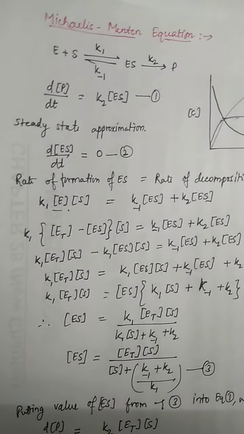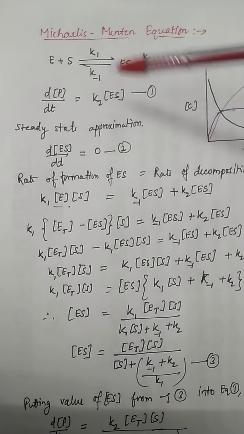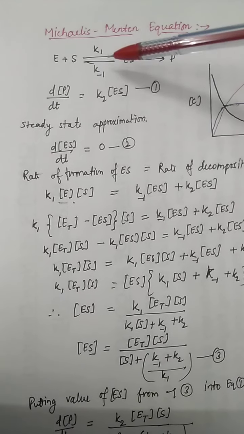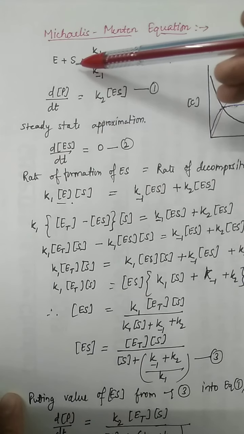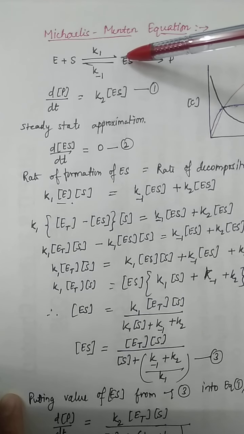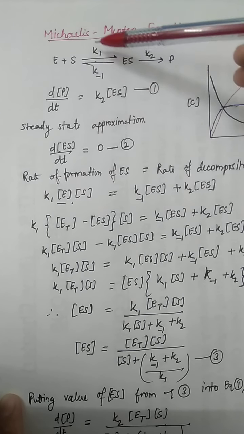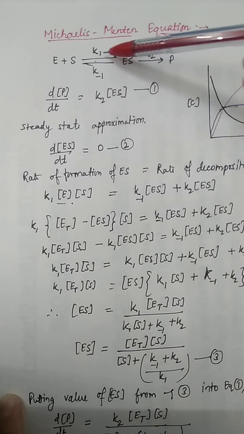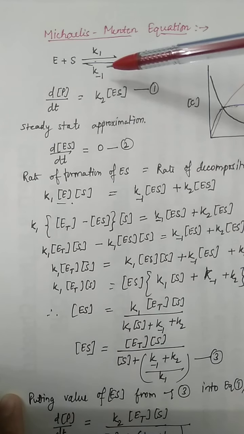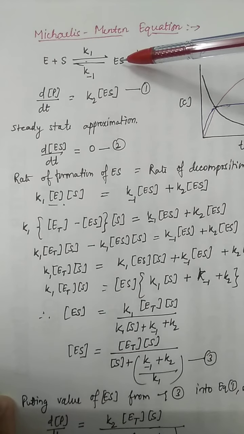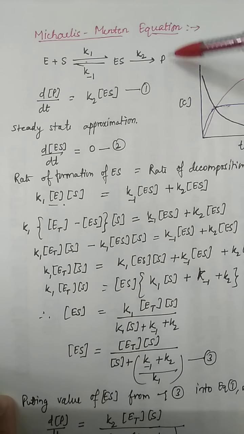So here is the quick revision of our Michaelis Menten equation. Our enzyme substrate reaction is a two-step reaction in which enzyme and substrate will combine to form an enzyme substrate complex, and it's a reversible reaction. So we have taken two rate constants. For the forward reaction, the rate constant is K1. For the backward reaction, the rate constant is K inverse. And this enzyme substrate complex gives us product, and the rate constant we have taken is K2.